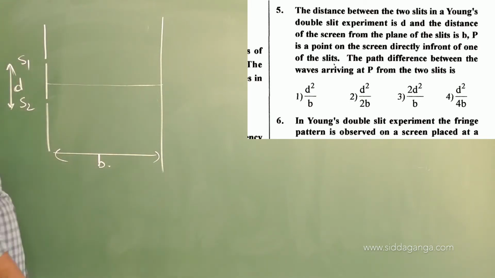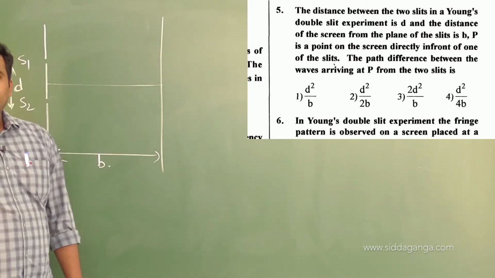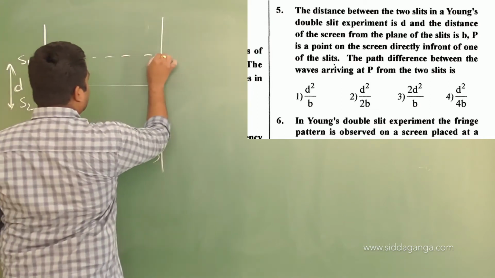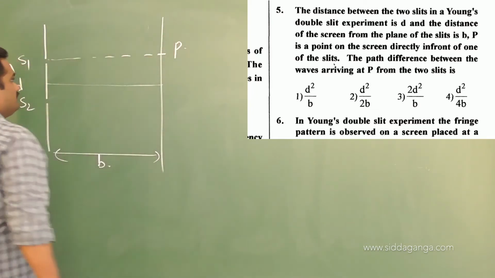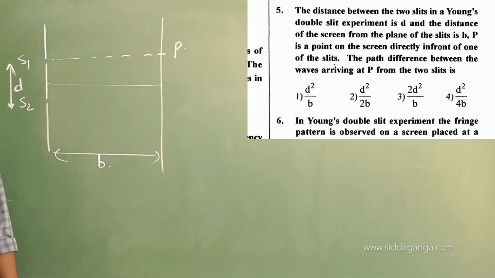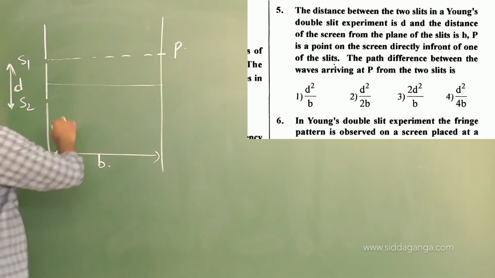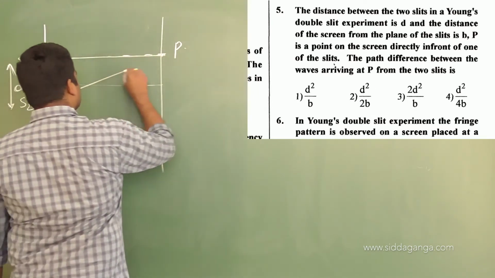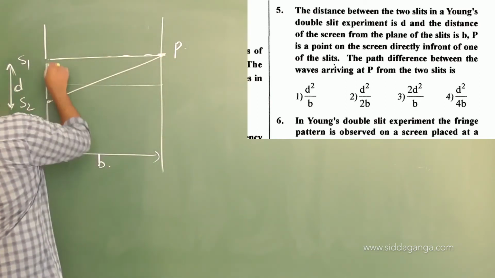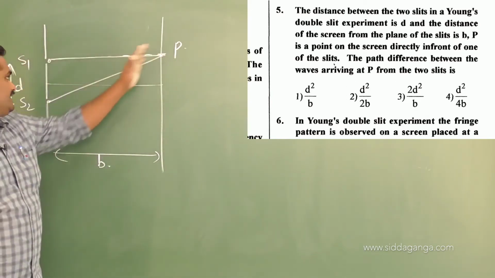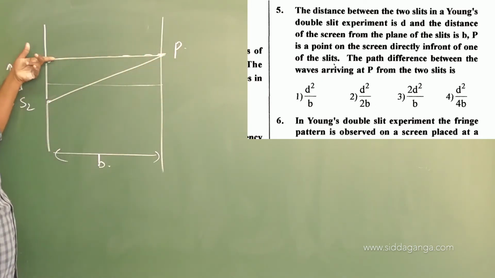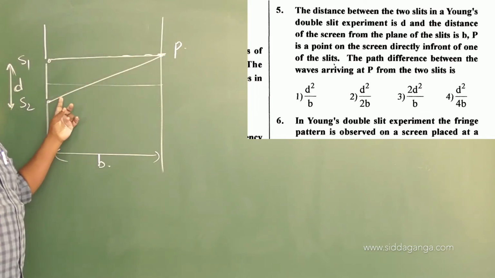Now the question is, P is a point on the screen directly in front of one of the slits. This is the point P they have given. Now the path difference between the waves arriving at P from the two slits: one light is coming from this slit and another light is coming from slit S2. So S1P and S2P are the distances they have travelled to reach point P. See, no doubt this one travels a lesser distance compared to S2.